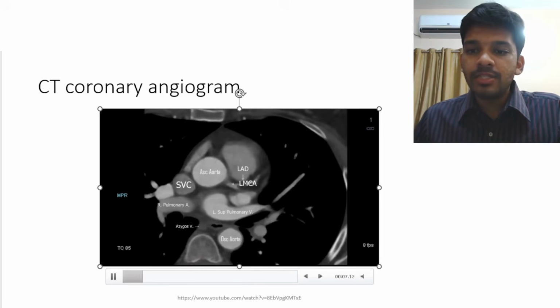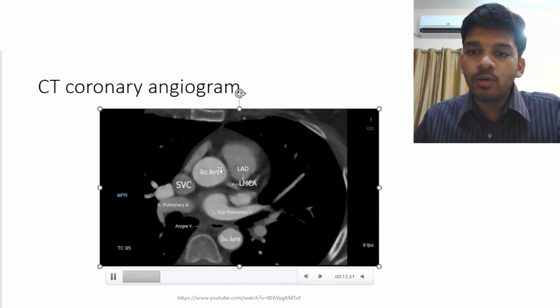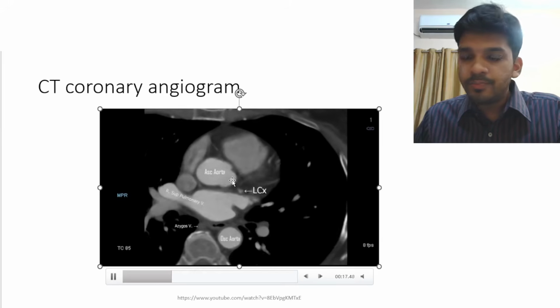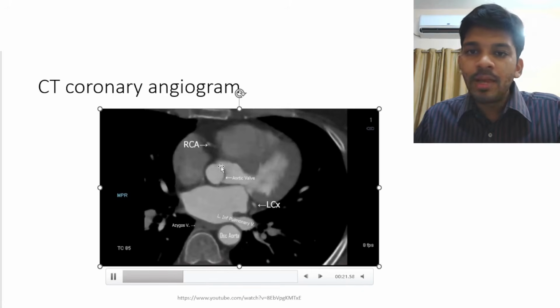You can see the cuts and just follow with me. This here is the ascending aorta. Somewhat anteriorly you will find the right coronary cusp, and somewhat here you will find the left coronary cusp, from which the left main coronary artery arises, giving rise to the LCX. The anterior cusp, the right coronary cusp, has given rise to the right coronary artery.